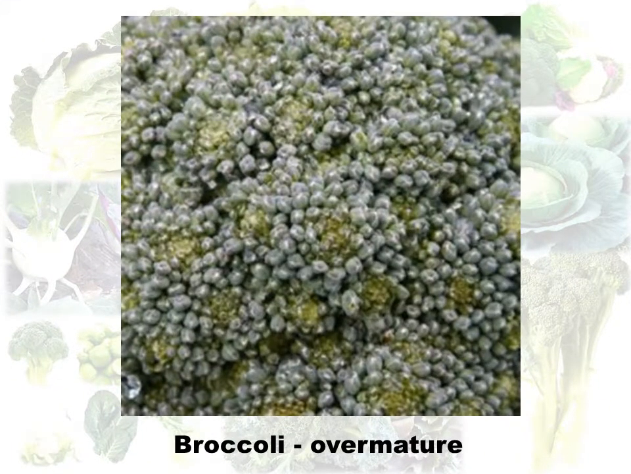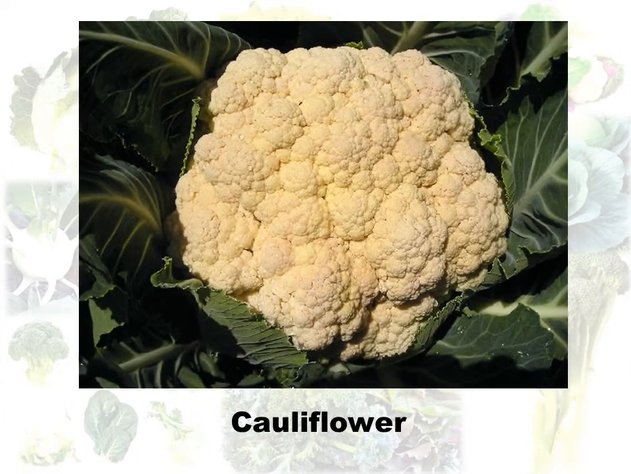You can see broccoli over mature. So that's why you have to harvest at the proper or optimum time. Otherwise, the head will over mature and nobody will like it. Now come to the cauliflower.